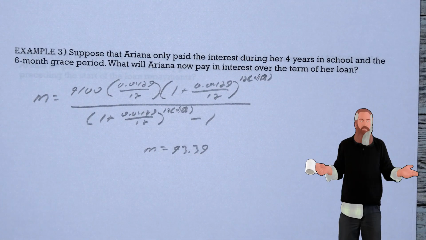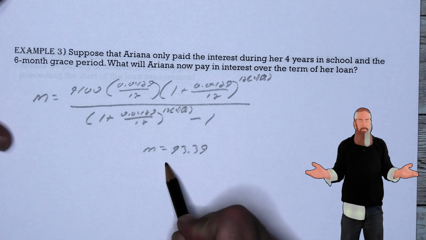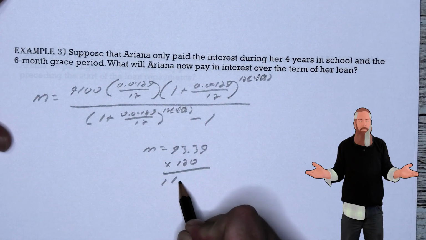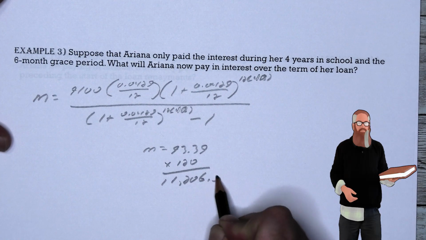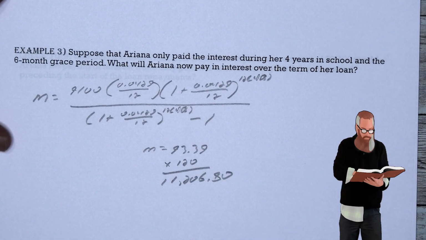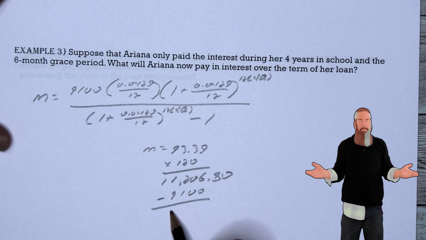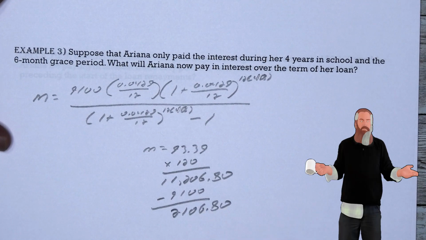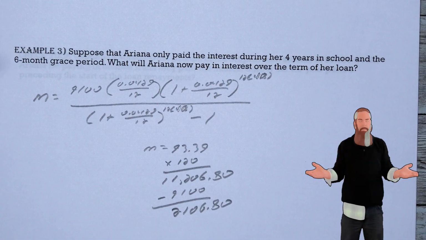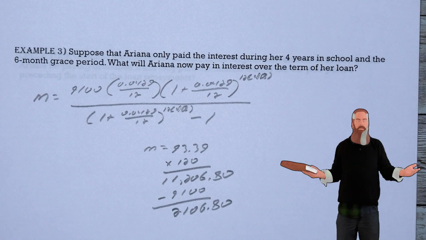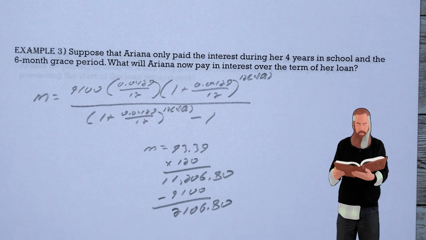Her total payment is the product of her monthly payments and the number of payments she will make. She will make a total of 120 payments, meaning she will pay back $11,206.80. If we subtract the $9,100 of the original loan, we can see that she pays in interest $2,106.80. Ariana will pay this $2,106.80 in interest over a 10-year period for borrowing the $9,100.